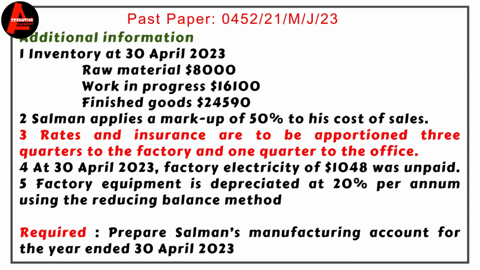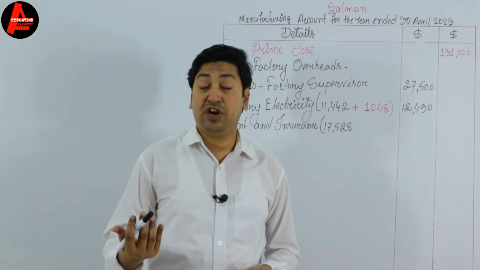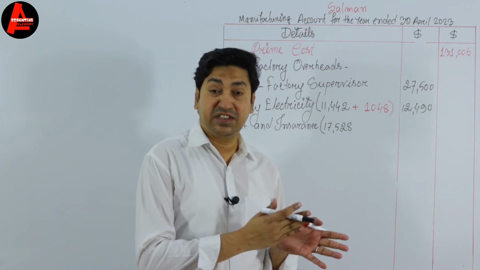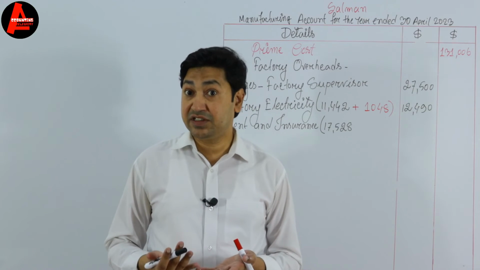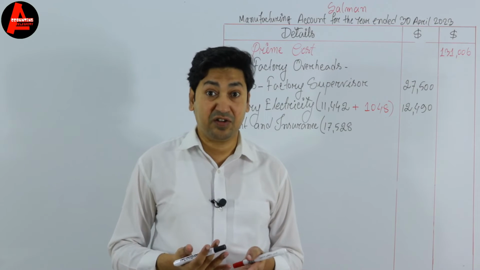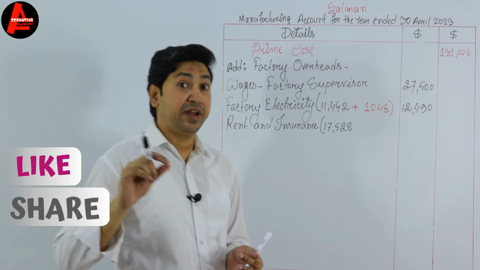So here adjustment number 3, rates and insurance are to be apportioned 3/4 to the factory and 1/4 to the office. Okay, so three quarter of this expense related to the factory and 1/4 is office. Office means 1/4 will appear in the income statement. In my next tutorial, I'll show you how to prepare income statement for manufacturing account. Okay, so 1/4 will appear in the income statement.